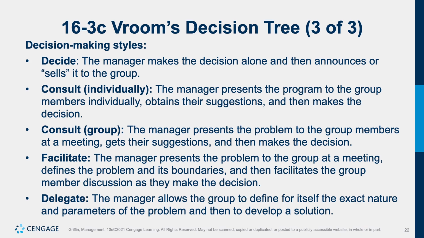And finally, one of the other styles proposed by the Vroom's decision tree approach would be to delegate, right, as a decision making style, whereby the manager allows the group to define for itself the exact nature and parameters of the problem and then to develop the solution, right? So autonomy for decision making is granted to the subordinates or to the work group of the manager.